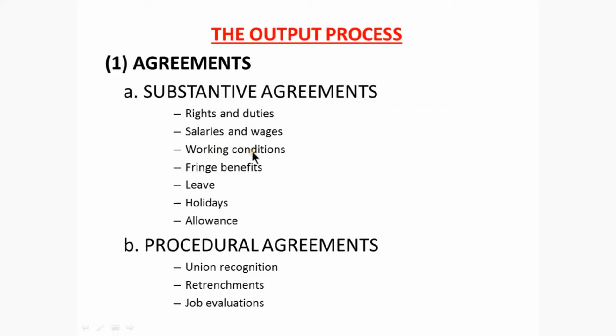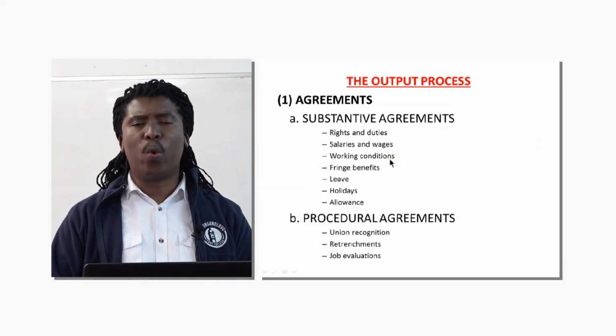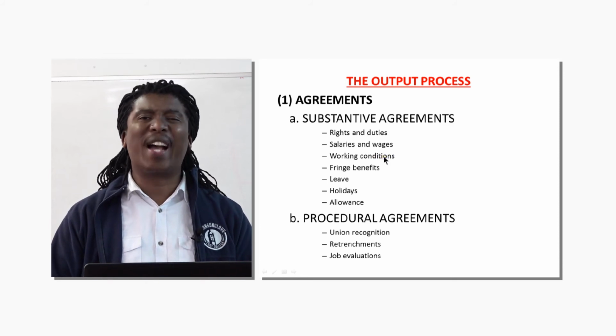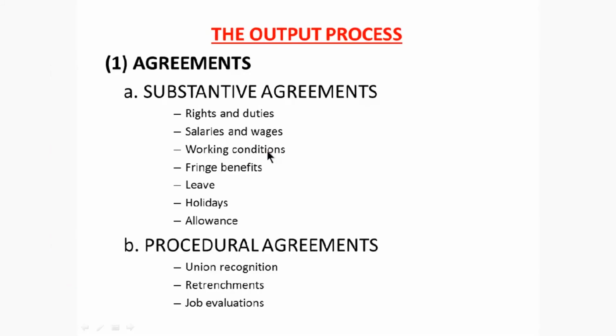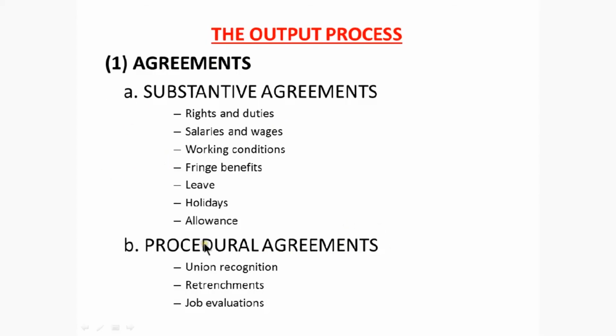What we have noticed is that Bargaining Councils in South Africa have agreed on working conditions that they should be bearable or acceptable in human nature. Fringe benefits, leave, holiday, allowances are all the issues discussed when parties are taking substantive agreements to the negotiation table. Okay. The second one is procedural agreements: union recognition, retrenchments, job evaluation. Union recognition is a process where the employer agrees to recognize a union in terms of its majority.